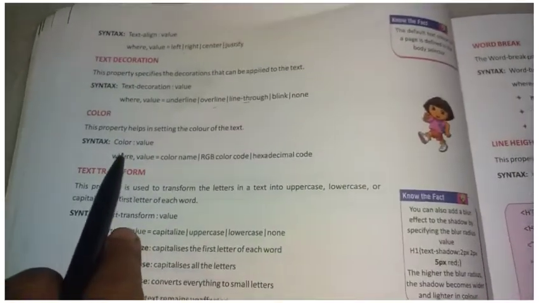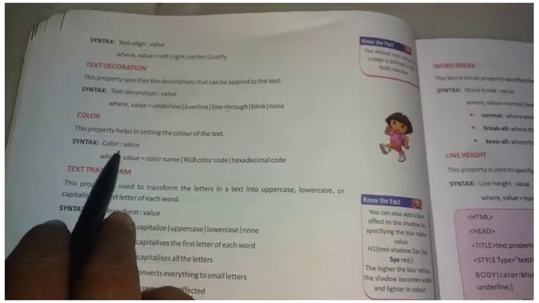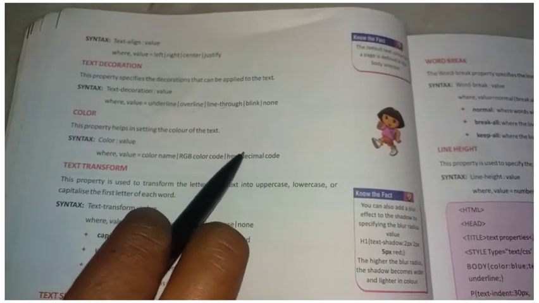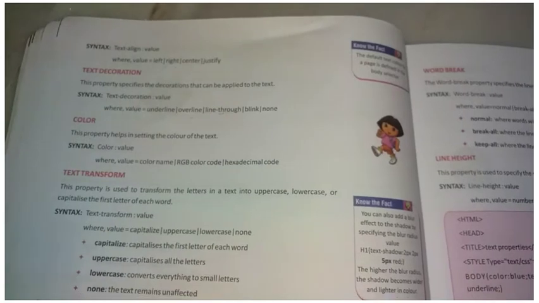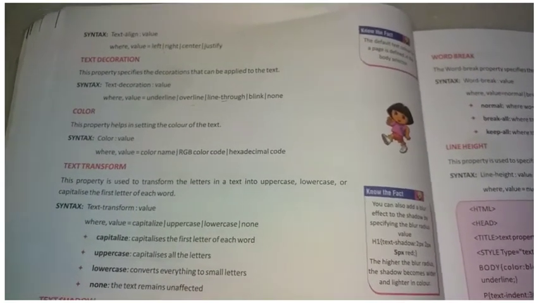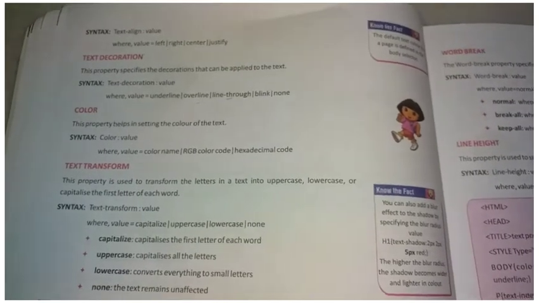Next, color. In the color value, the color can be an RGB color code or a hexadecimal code. As I said earlier, children, instead of giving color names, we can also specify the color code.